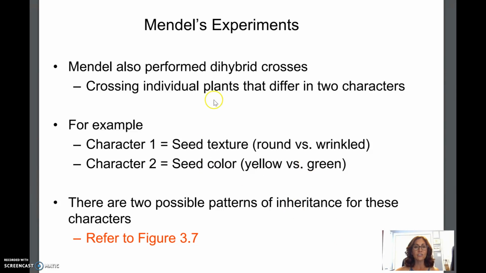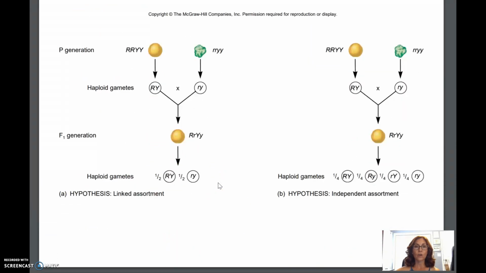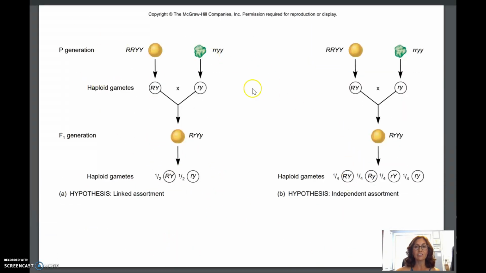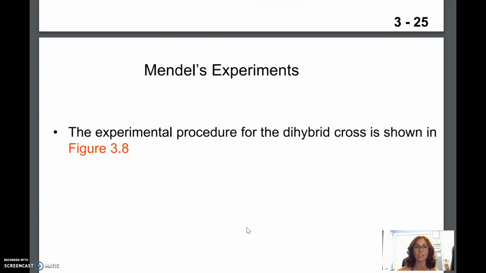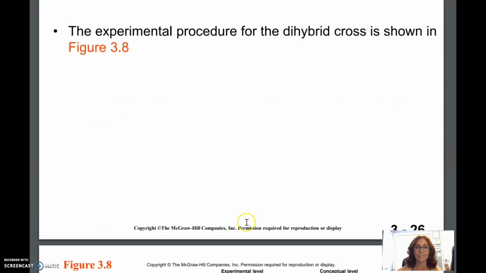And so in this case, what Mendel did was he looked at character number 1, seed texture. Was the seed round or was it wrinkled? And character number 2, the seed color, yellow versus green. This is a very difficult slide to look at. I encourage you to look at it yourself, but let's move over here to how to set up a dihybrid cross. Then we can go back to that.